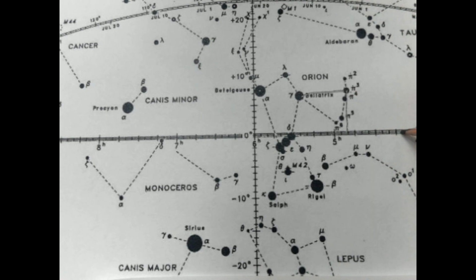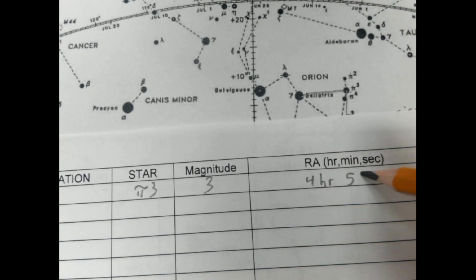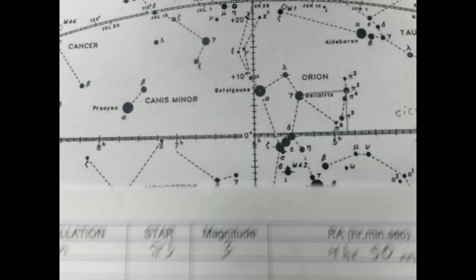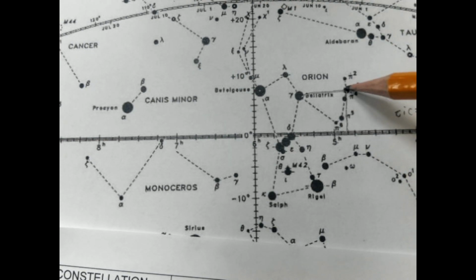Tick-wise, 1, 2, 3, 4, 5, 6, 7, 8, 9, 10, 11, 12. 12 jumps for 60 minutes. 12 times 5 would be 60. So I'm going to write on here that a tick equals 5 minutes. That way I'll be able to reference that and remember. So this is 10 minutes before 5 o'clock. Make that 4 hours, 50 minutes. Right ascension, 4 hours, 50 minutes.